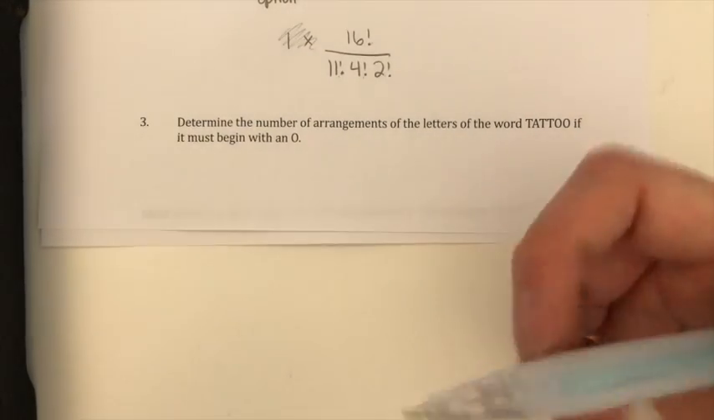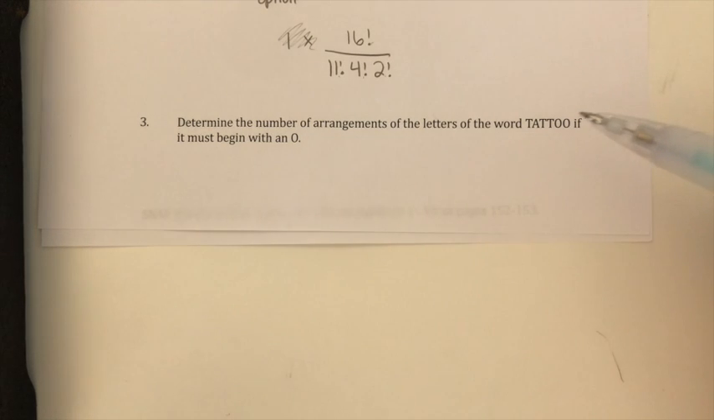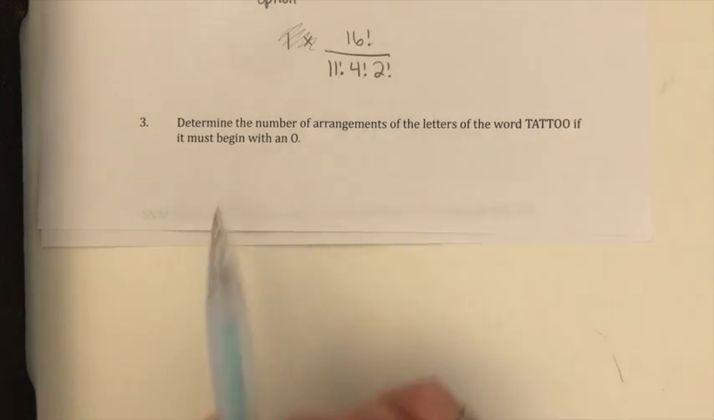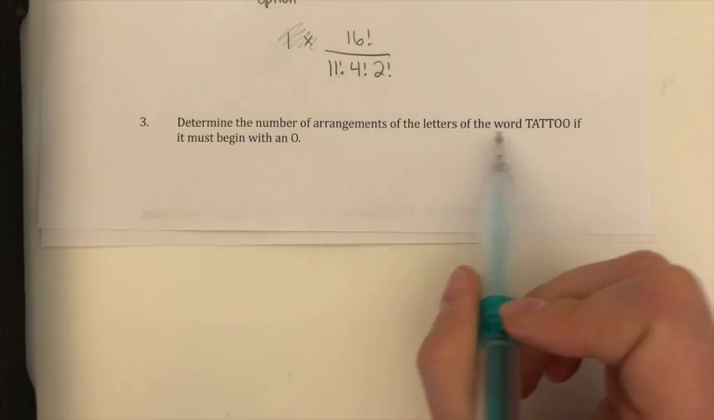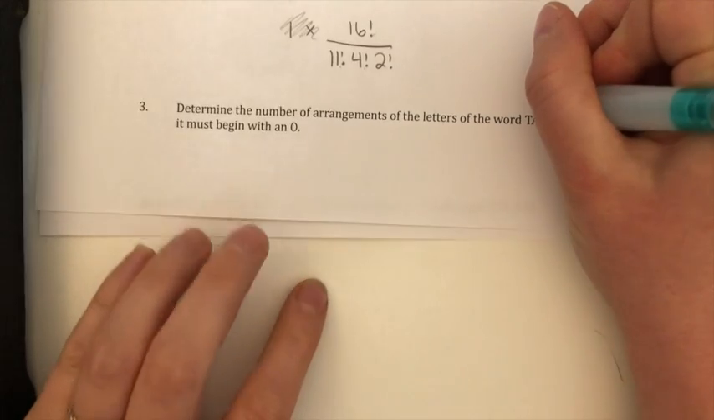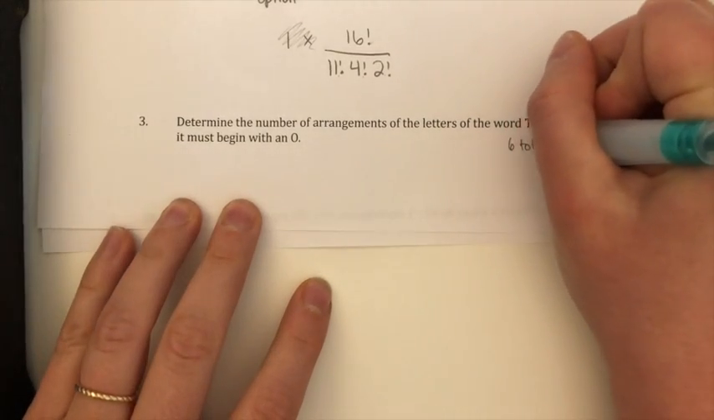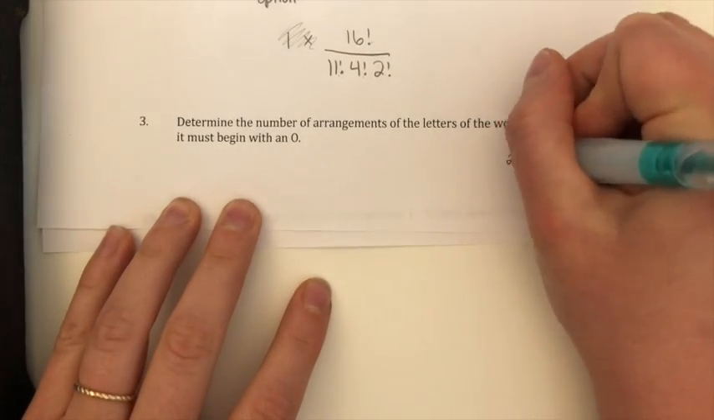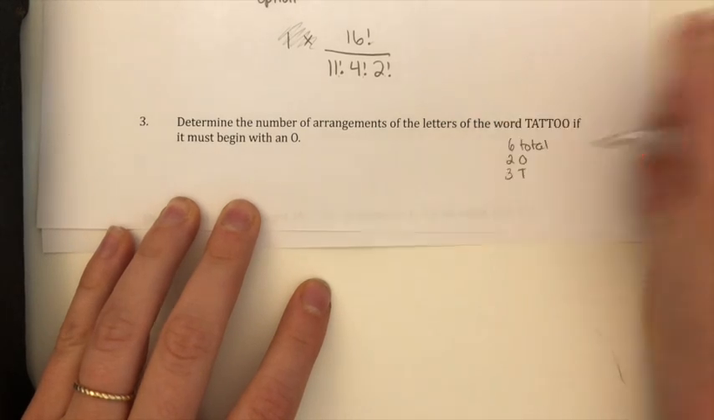And then we can also put more restrictions on here. So we talked the other day about restrictions on situations. We can do that here too when we have repetitions. So determine the number of arrangements in the word tattoo. Okay, so we've got 6 total letters. We have 2 O's and 3 T's.